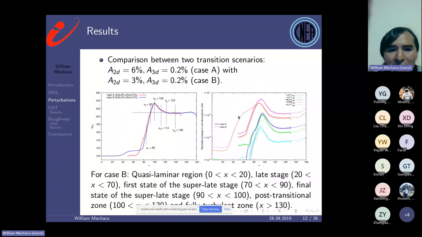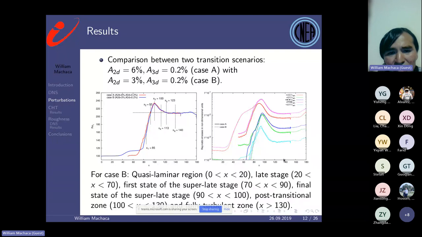Then we made a comparison between two cases with very different amplitude of two-dimensional perturbations, 6% case A and 3% case B. In the left figure, we can see the friction Reynolds number in function of x, where the case A is shifted 50 channel half heights to the right. That is, the peak of the friction Reynolds number for case A is located at 50, and the friction Reynolds number for case B is located at 100. In the right figure, we can see the Reynolds stresses in non-dimensional units along the transition.